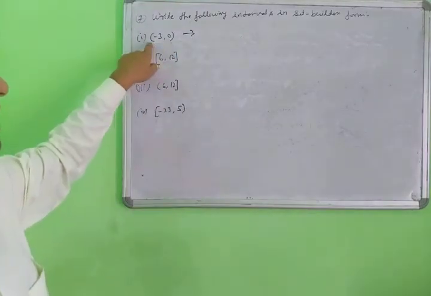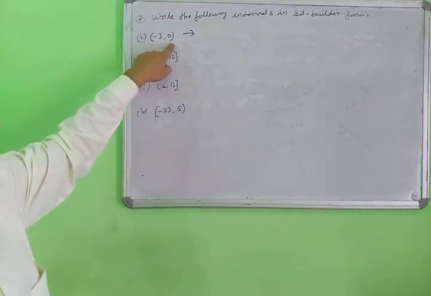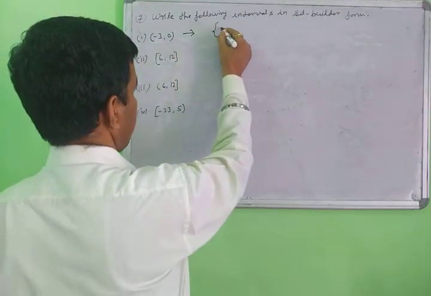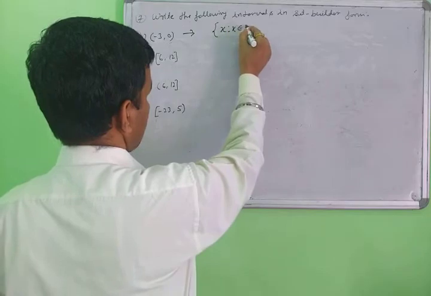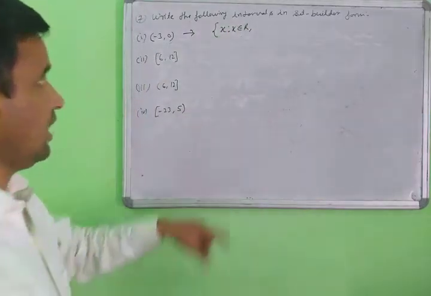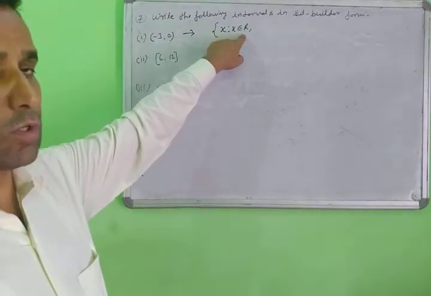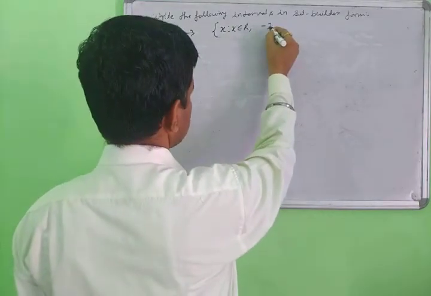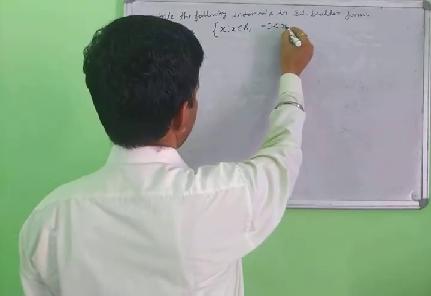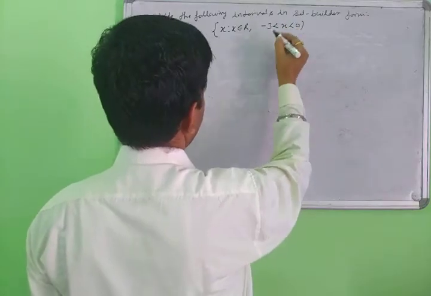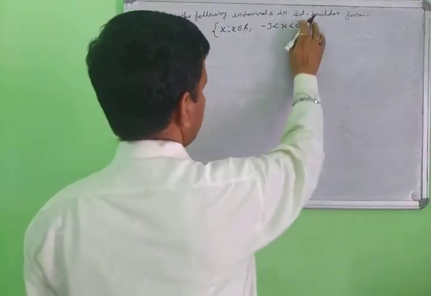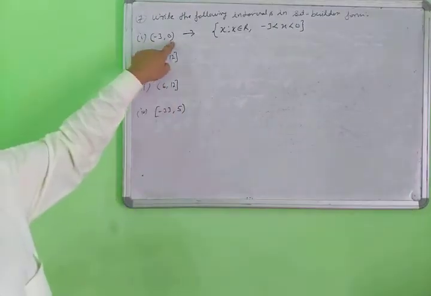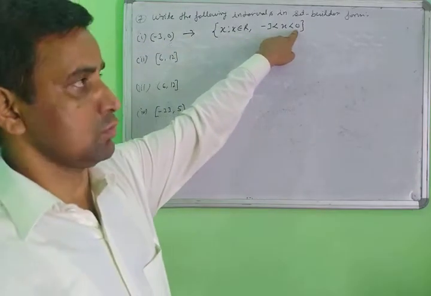Both sides are open interval, so we use only the less than sign. Then you write x such that x belongs to R. X such that x belongs to R means all real numbers. And what is the limit here? -3 less than x less than 0. This is your solution. Both are open intervals, so -3 and 0 are not included.